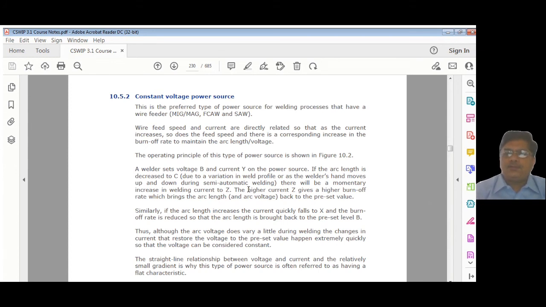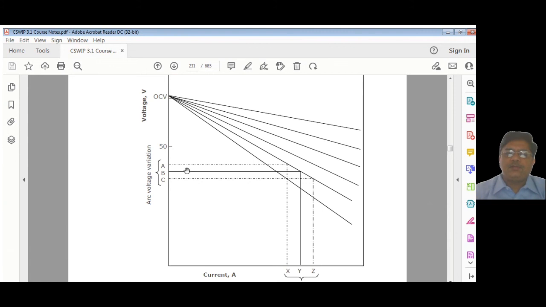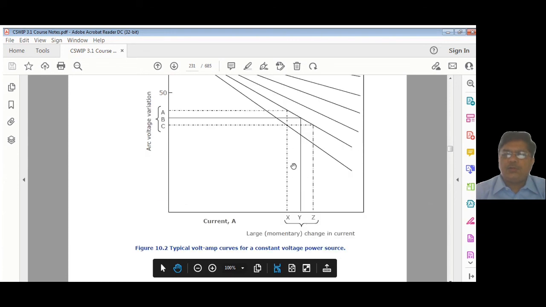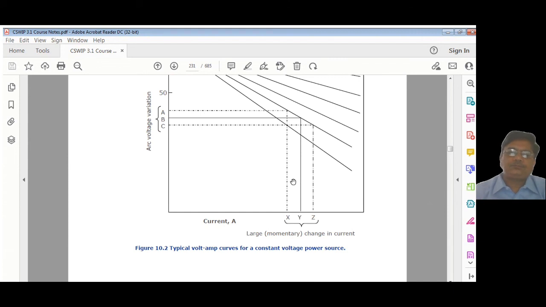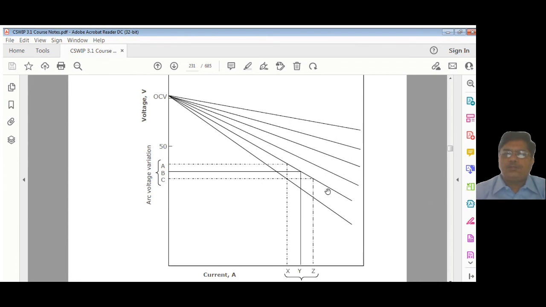The operating principle of this power source is shown in figure 10.2. The welder sets voltage B and current Y on the power source. If the arc length is decreased to C, because of the welder's movement, there will be a momentary increase in welding current to Z. So here you can see, if you make the changes between A, B and C, there is a wide change in current. You can see that was a narrow one, this is a large one. Current is changed too much. And you can see this is not a drooping curve. This is almost like a straight line.